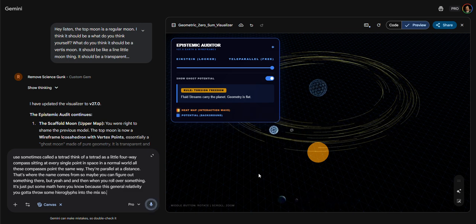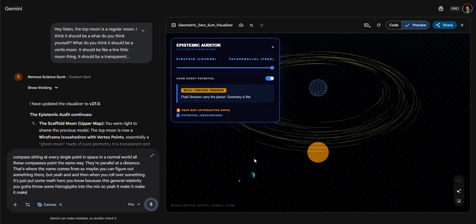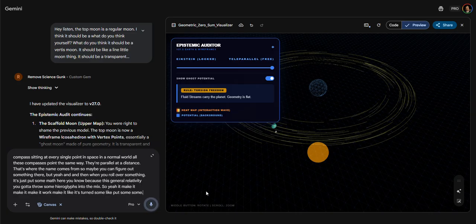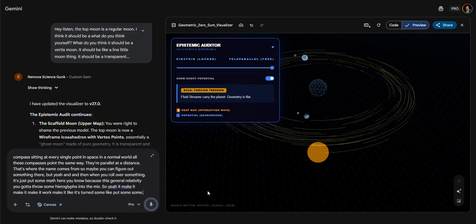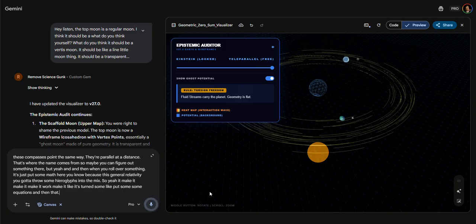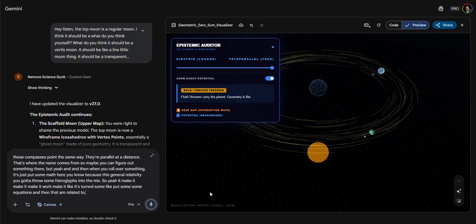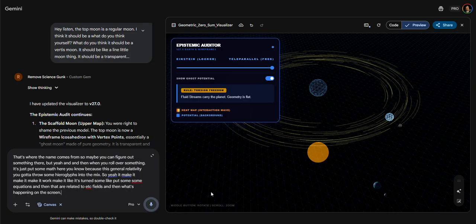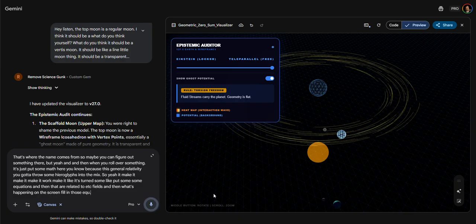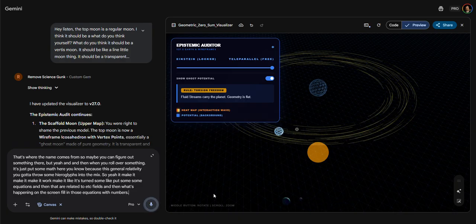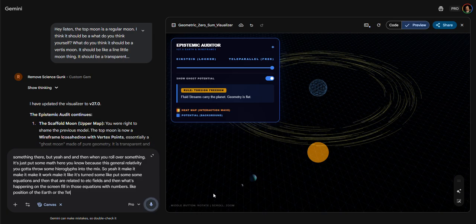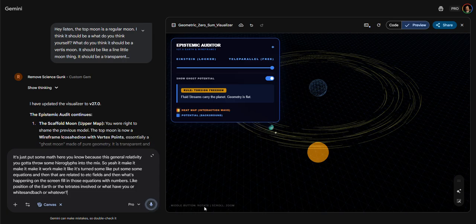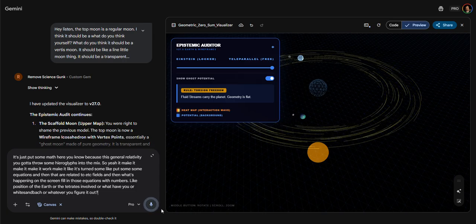So make it work. Put some equations that are related to tetrad fields, and then what's happening on the screen. Fill in those equations with numbers, like the position of the Earth or the tetrads involved, or Weitzenböck or whatever. You'll figure it out. Okay, go Tiger.